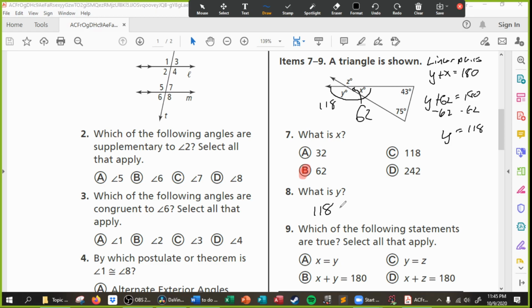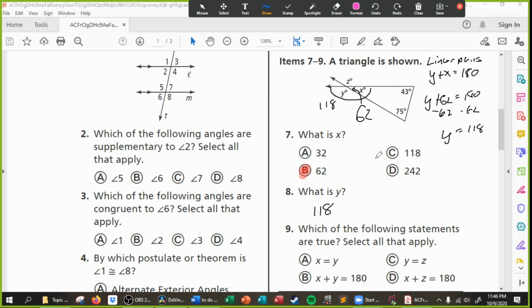And then number 9 is one of the more difficult ones because it says select all that apply. This being Savas, there's a chance that none, 1, 2, 3, or all 4 will be the correct answer. So we're going to analyze each one before we make a final determination on whether or not we're going to select it. So, which is true? Select all that apply. A, x equals y. Well, we've already shown that that's not true because 118 does not equal 62. So we're not going to pick that one.